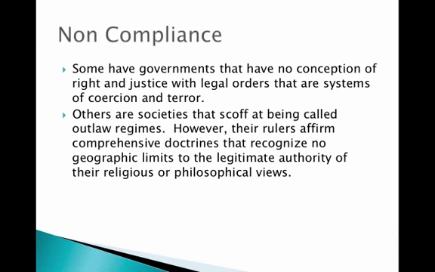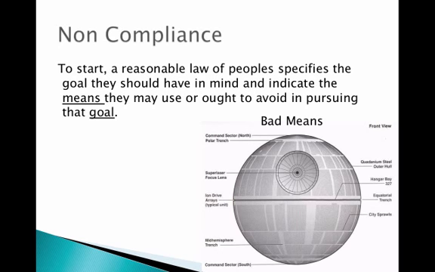Well, let's go back to this slide real quick. When he's talking about a reasonable law of peoples specifying the goal they should have in mind and indicating the means they may use or not use in pursuing that goal, that can apply to liberal or well-ordered hierarchical societies as well as non-liberal or non-well-ordered societies. What are we, in the quote-unquote liberal Western world, to do with societies like North Korea that are clearly not in compliance with the law of peoples, including how they interact with other nations?